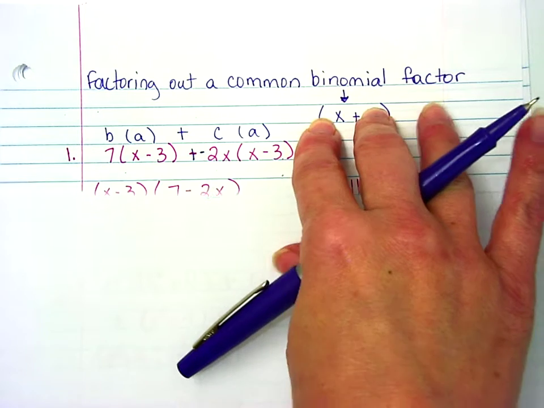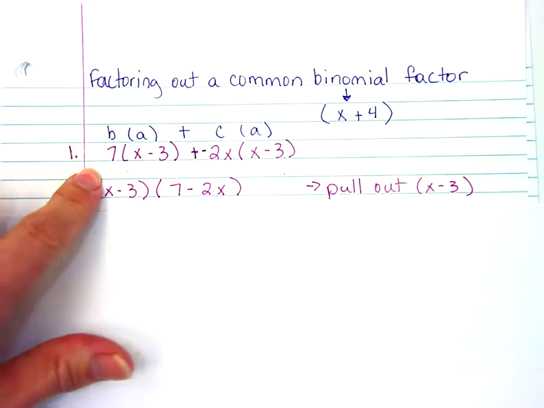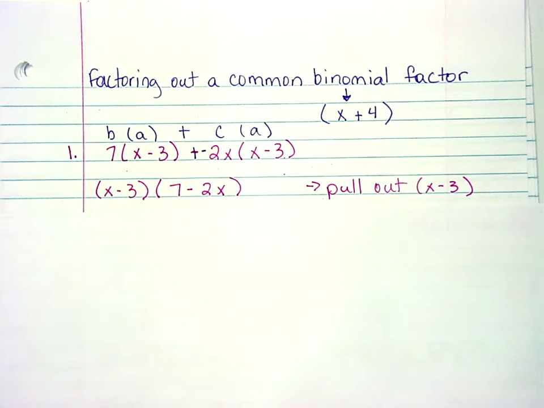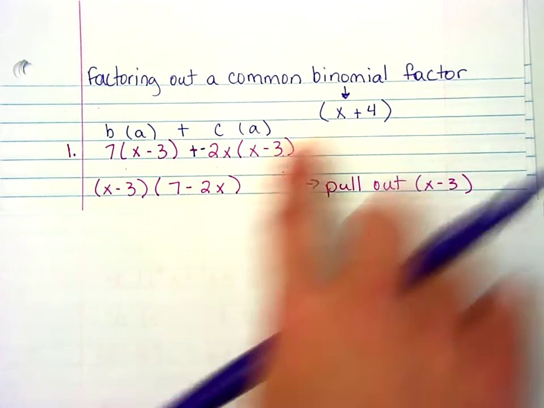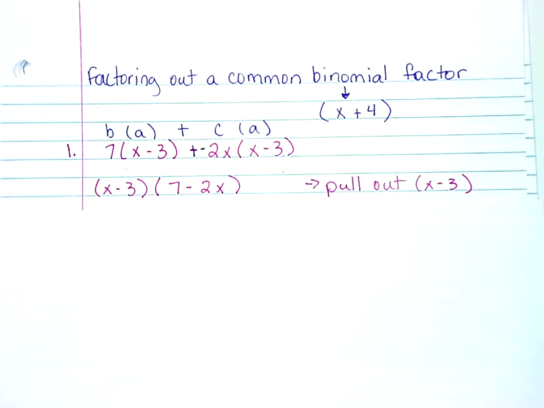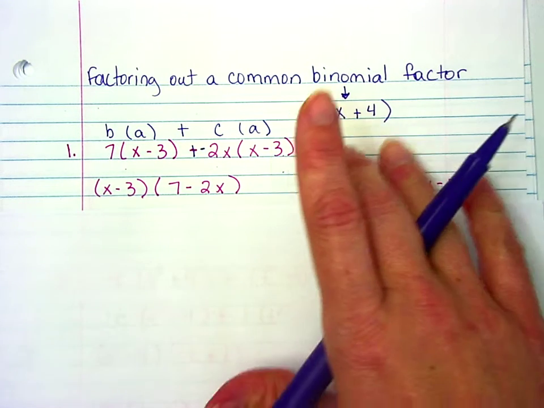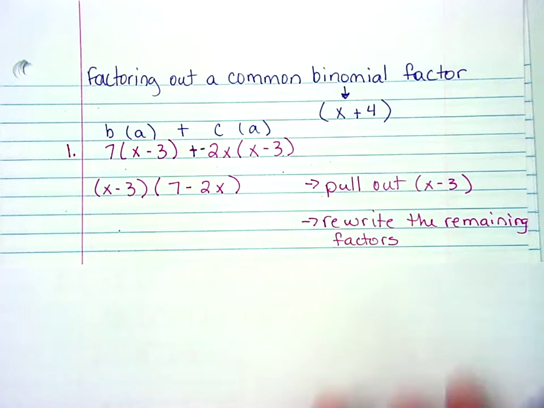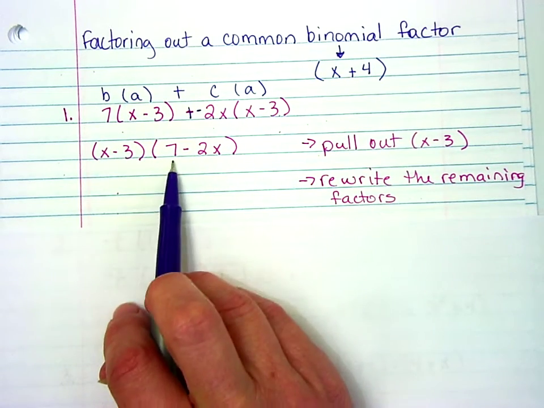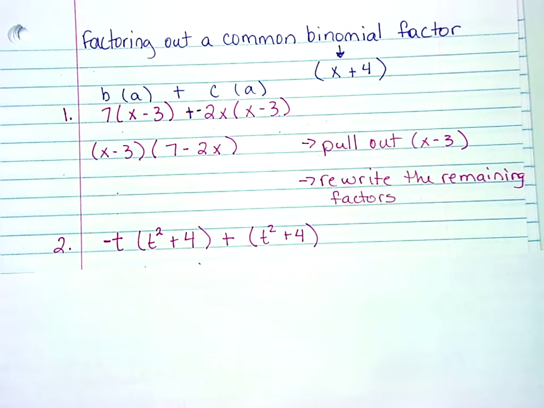And then you're going to rewrite what's left over. That would be the 7 minus 2x, and that's going to go together in another set of parentheses. So you could FOIL, you could box and check it, but you may have to do a few more things just to get to this point, but you will still get the same final answer. Okay? And here it's to rewrite the remaining factors. That would be the 7 minus 2x.